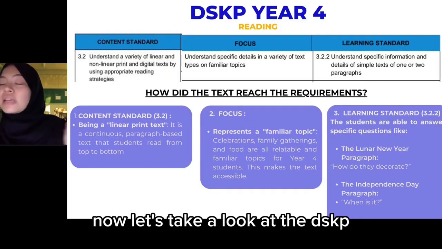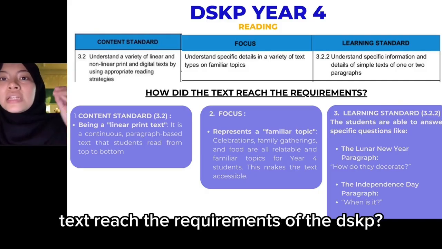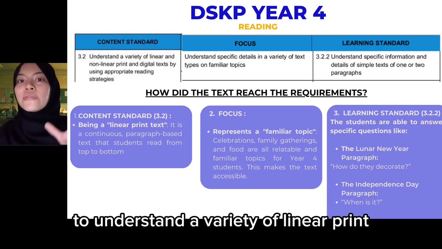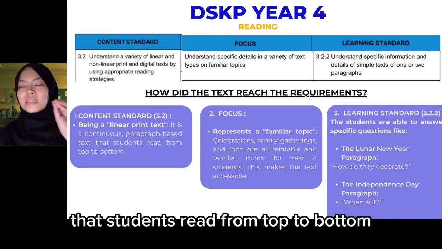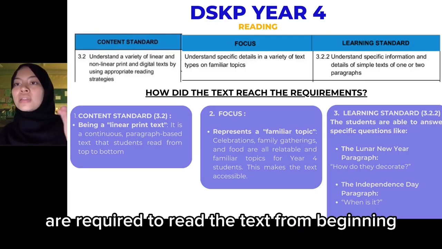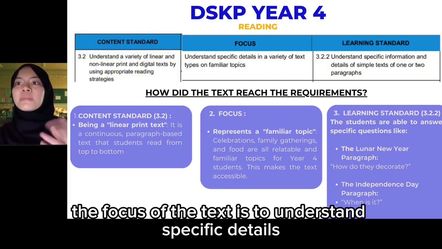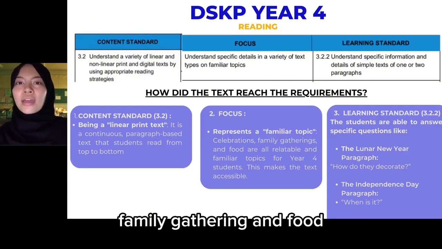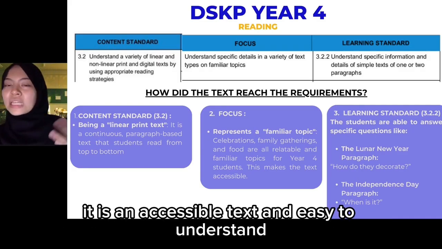Now, let's take a look at the DSKP, shall we? Question: how does the chosen text reach the requirements of the DSKP? To begin with, the content standard states to understand a variety of linear print. The text is a continuous paragraph-based text that students read from top to bottom. So it is a linear text because the students are required to read the text from beginning till end. Moreover, the focus of the text is to understand specific details on a familiar topic. The text includes celebrations, family gatherings, and food, which are all relatable for Year 4 students. It is an accessible text and easy to understand.